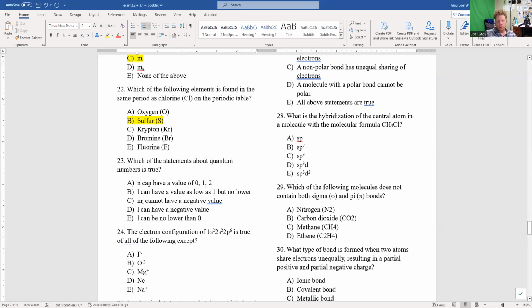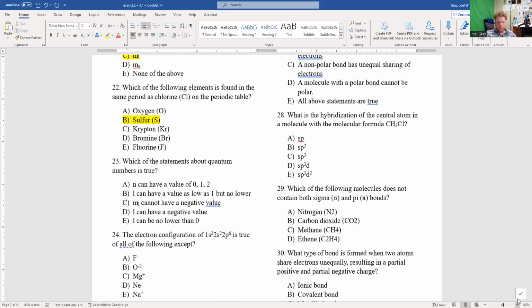Okay, which of the following statements about quantum numbers is true? N can have a value of 0, 1, 2. L can have a value as low as 1, but no lower. M sub L cannot have a negative value. And L can have a negative value, or L can be no lower than 0. Okay, so N can have a value of 1, 2, 3, 4. It has to be a positive whole number integer.